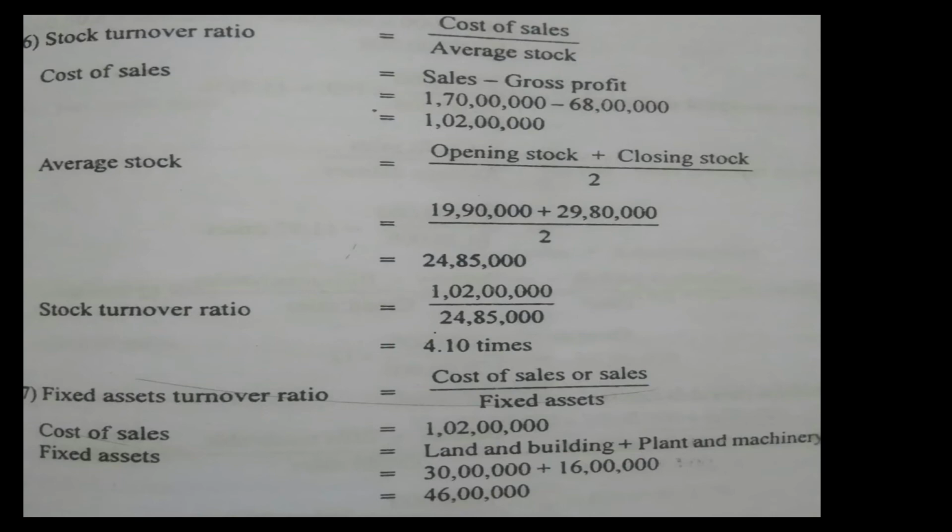So opening stock is 1990 and closing stock is 2980. The whole divided by 2 will give me 24 lakh 85,000. Therefore, my stock turnover ratio will be 4.10 times.